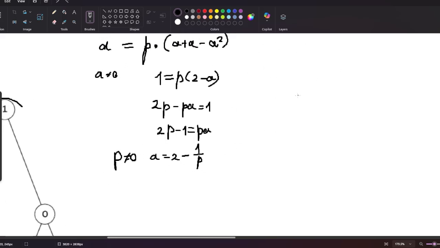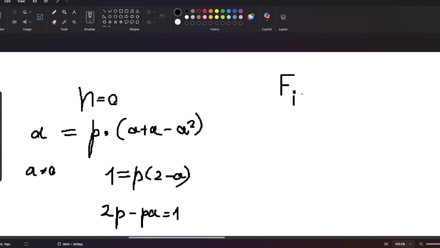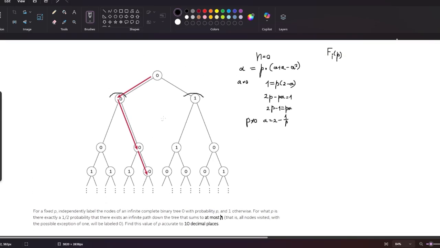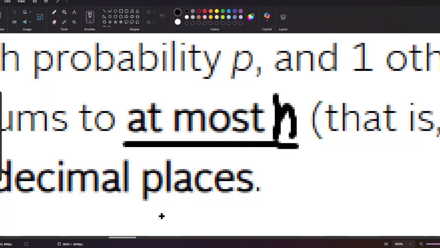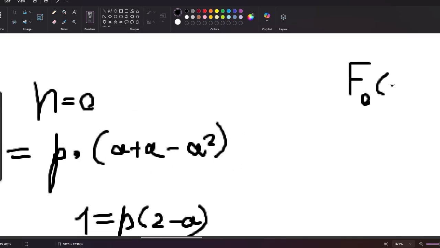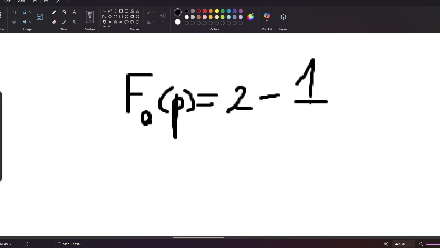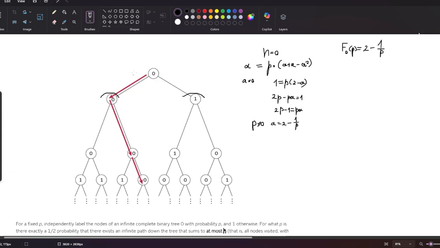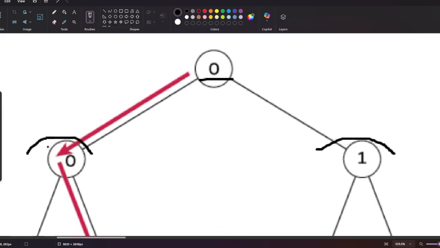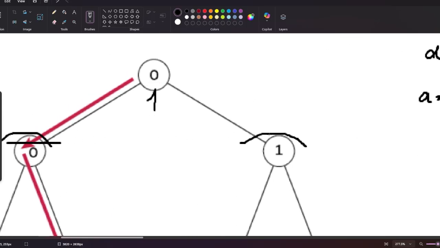Alright. Now that we have gotten this out of the way, let's define a function f_i, and the argument is going to be p. Well, every f_i is going to be basically this, however, instead of at most n it is precisely n. So I've already found for 0, f_0 of p is going to be 2 minus 1 over p. Now if we look into the latter examples, let's take the path for 1, for example. Well, there are two cases. Either the first node is 0, and then the children are supposed to have a path of 1, or the first node is 1, and the children are supposed to have a path of 0.